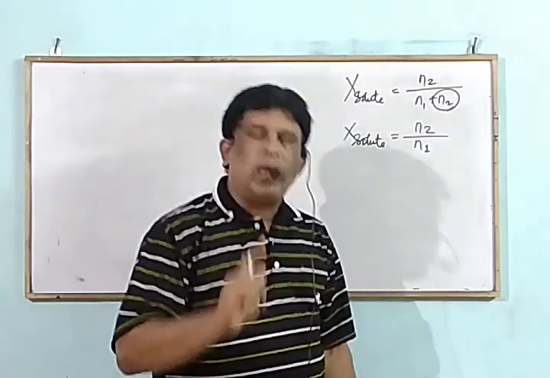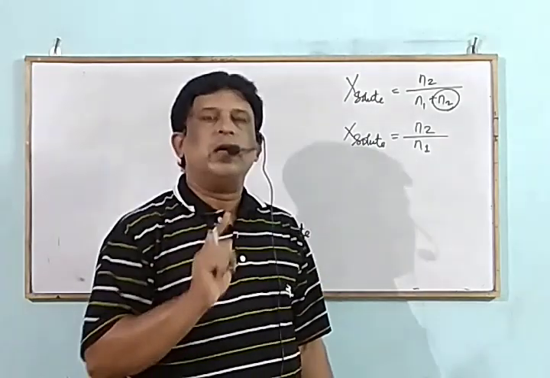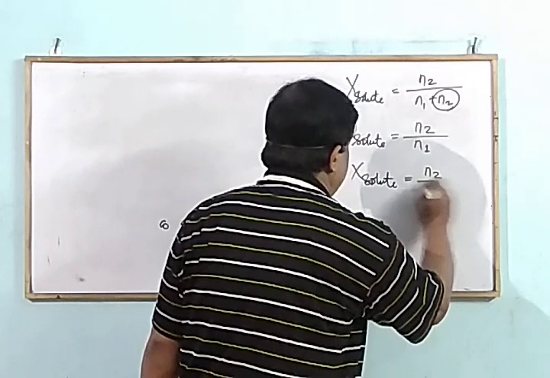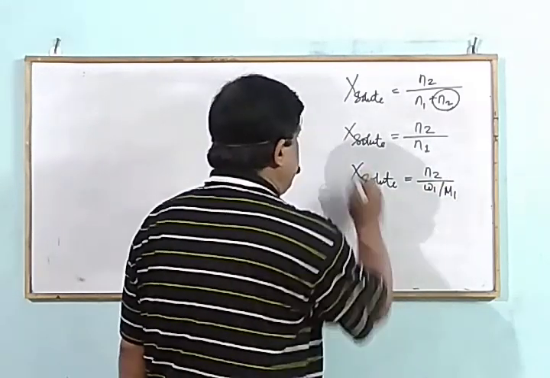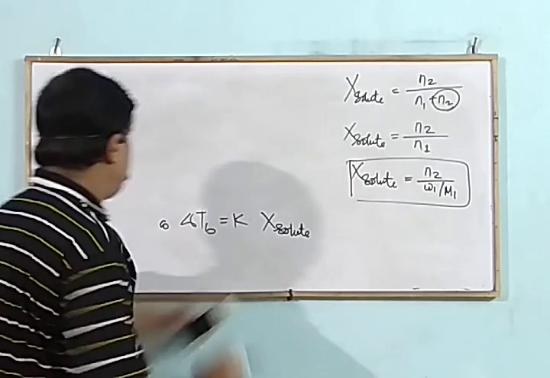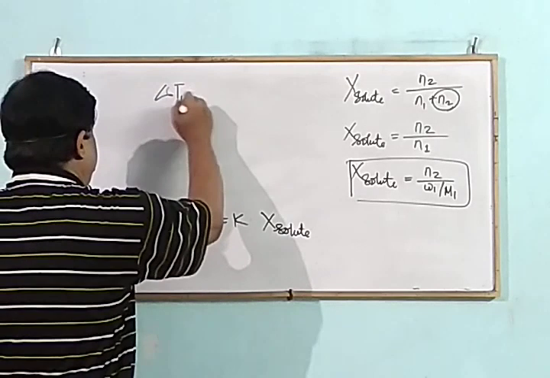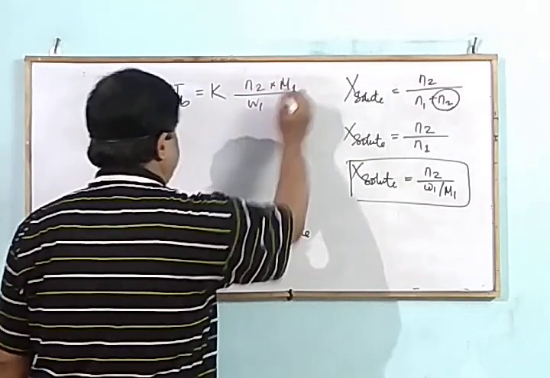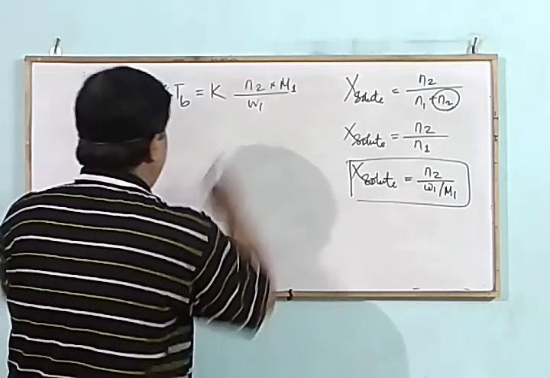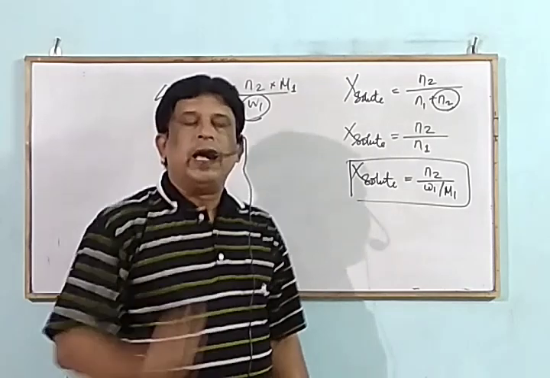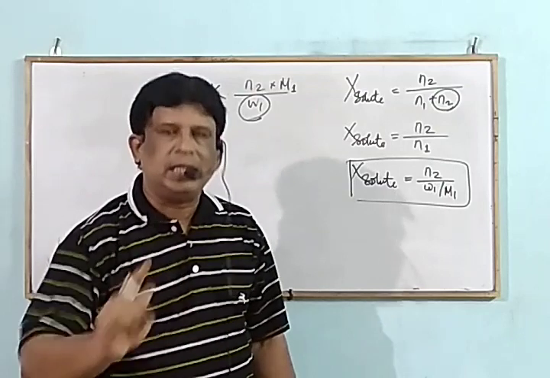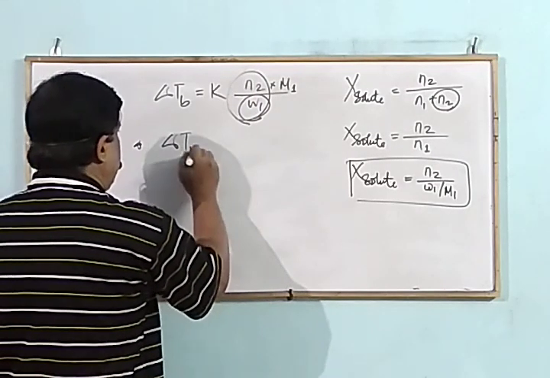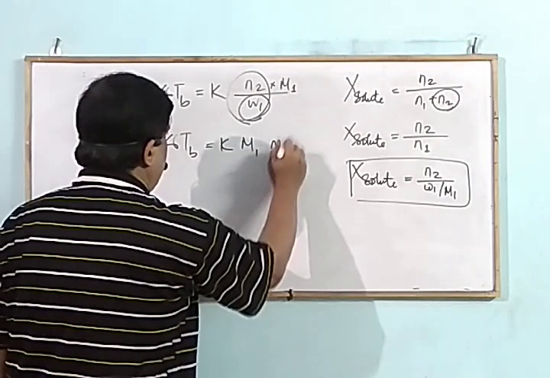We know that if W1 is the amount of solvent having molecular mass M1, then the above equation becomes: mole fraction of solute is equal to N2 by W1 by M1. So putting this value of mole fraction of solute in this equation, del Tb is equal to K into N2 by W1 into M1. Mark that. If W1, that is the quantity of solvent, is 1 kg or 1000 gram, then this value is known as molality. That means del Tb is equal to K into M1 into molality.